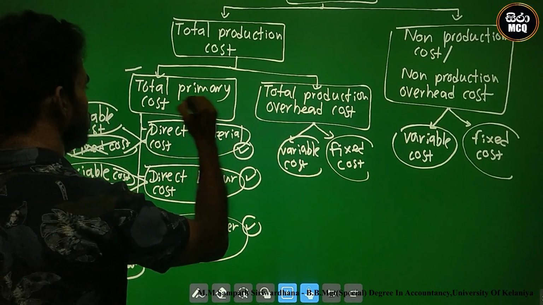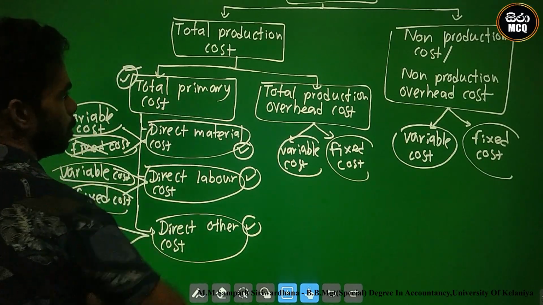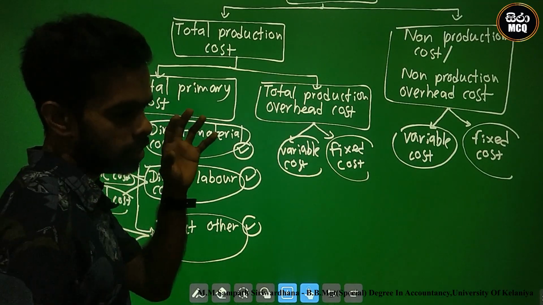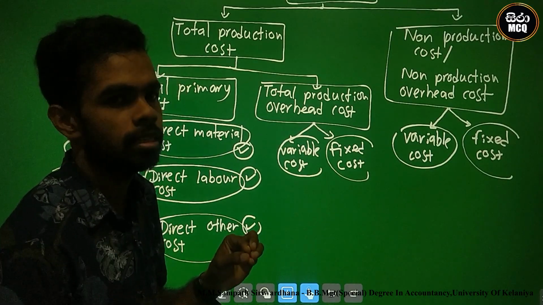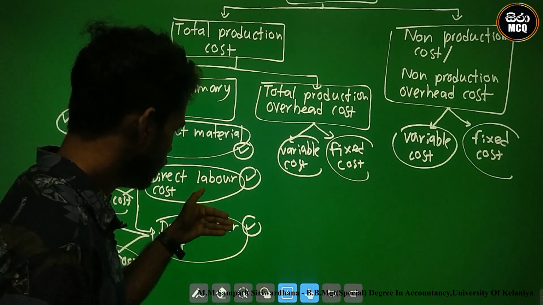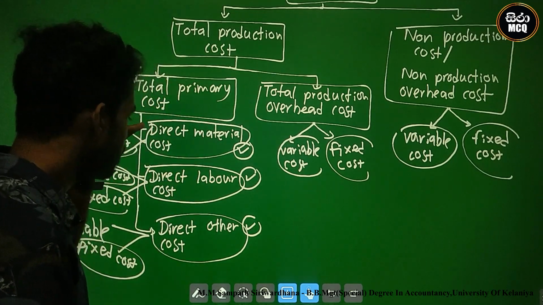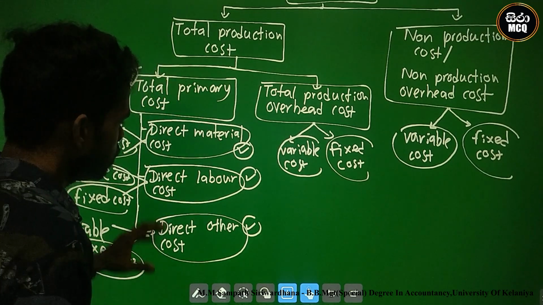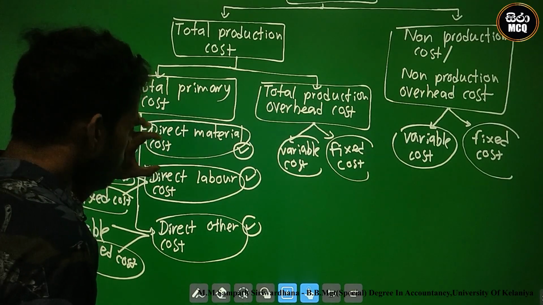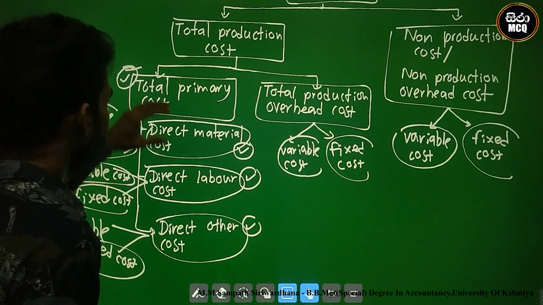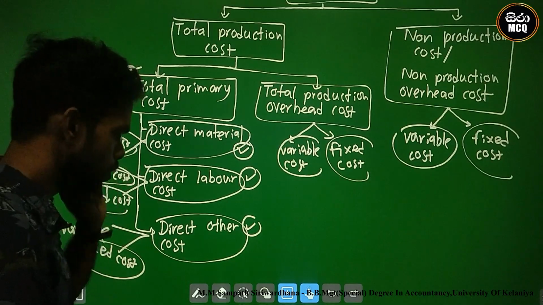Why? This is the primary cost. Primary cost is identified based on the three categories. What are they? Direct material, direct labor, direct other cost. These three costs can be identified as primary cost. Therefore, primary cost is okay.